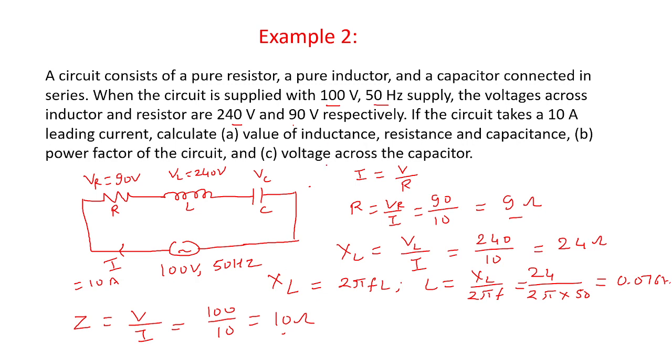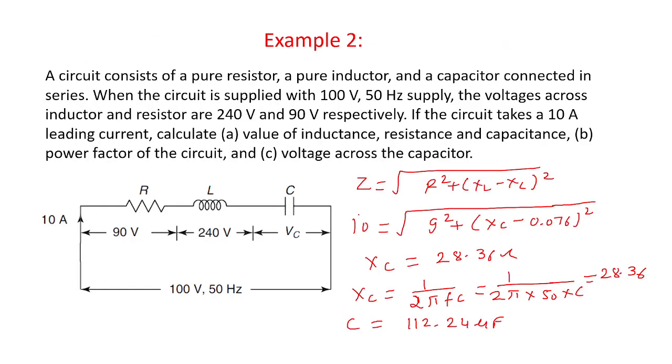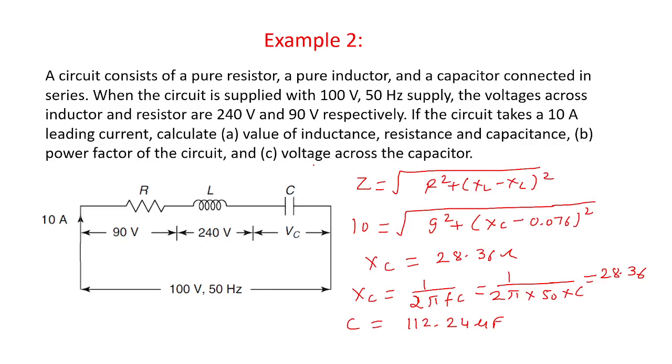Next part is the voltage across the capacitor. Now it's an easy part, because we know the capacitance value, we know the current through the capacitance, so voltage will be I XC. And current I is 10 and XC is what, that is given here, 28.36. So it is equal to 283.6 volt. So we have seen this example in detail.